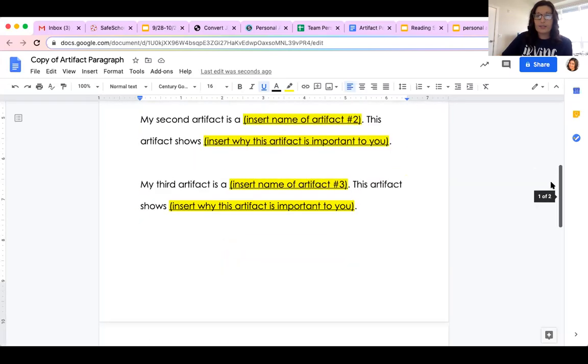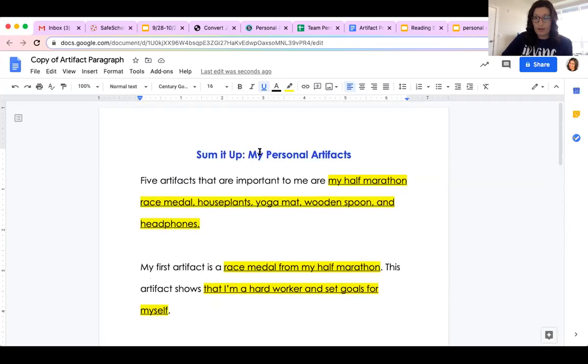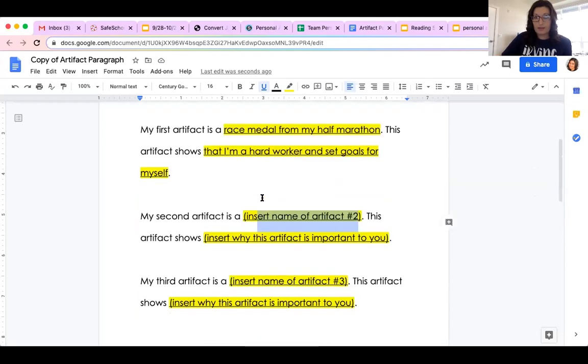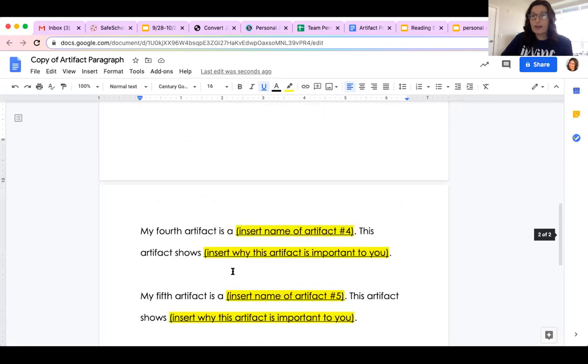So the next section says my second artifact is a insert name of artifact 2. So I'd go back up to my topic sentence. My second artifact was houseplants. So then I would write in houseplants for artifact 2. And then I would explain this artifact shows, and I'd write in why it's important to me. I would continue that for each of the 5 artifacts here.